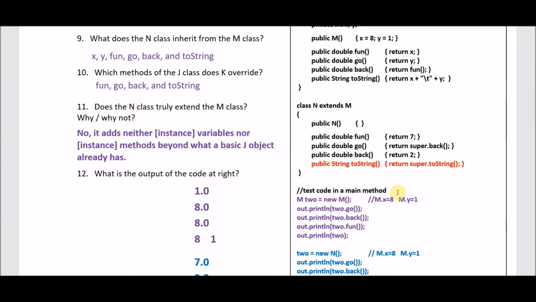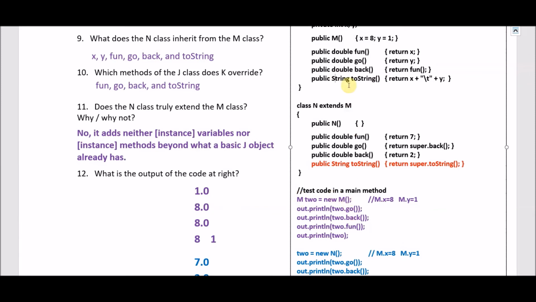Okay, let's go through this. First, create an m object, and the constructor there sets x to be 8 and y to be 1. Done. You call the go method. Which go method? Well, this is easy, because it is an m reference and it is an m object, so certainly you're calling the m version of every method call. So you call the m go method, and you get the y value, which is 1. What's tricky about these, by the way, the return type is double. Why? I don't know. To see if you're paying attention. So the answer is not 1, actually it's 1.0.